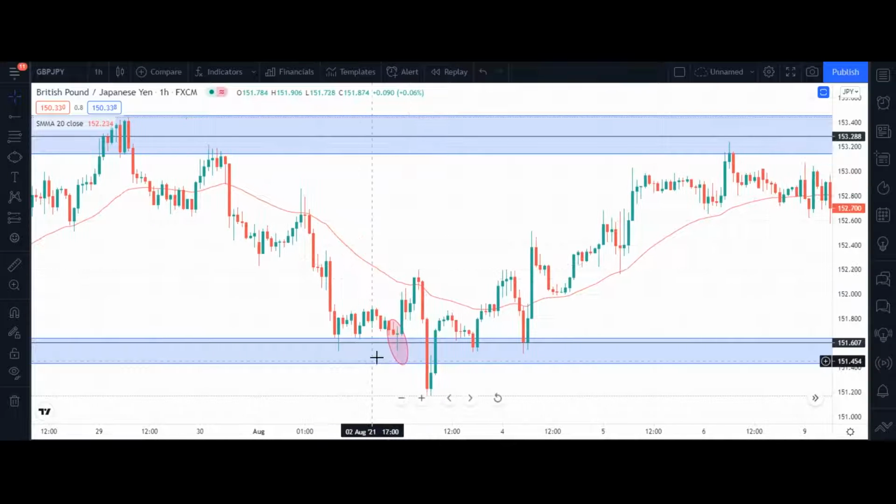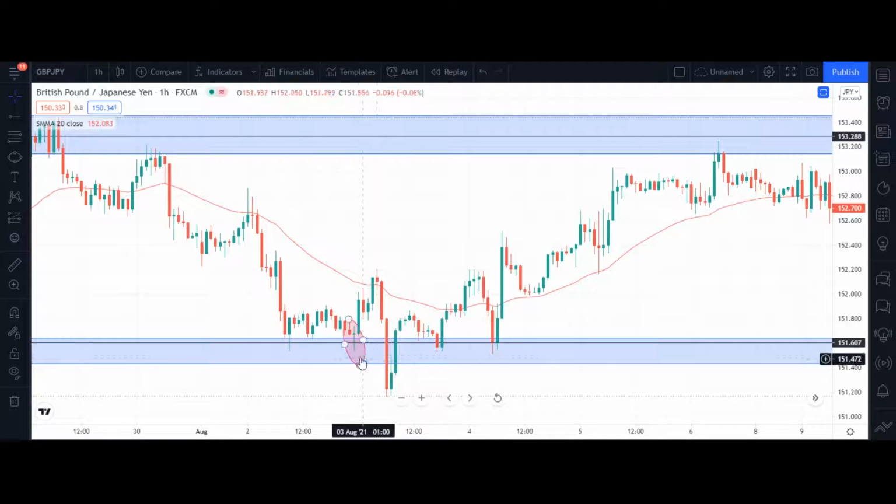So it's always best to look for rejection, exhaustion. That is this doji type candle, pin bar, whatever you want to call it. A nice long wick indicating that the sellers tried to break through this area and they were rejected.